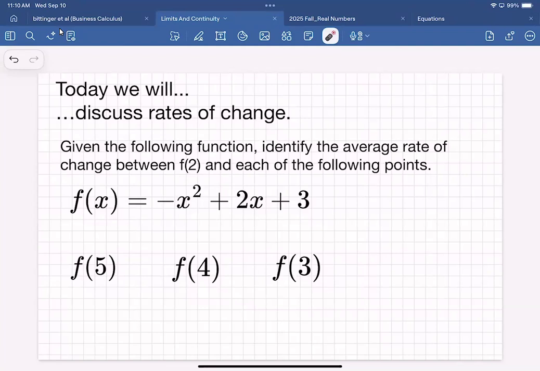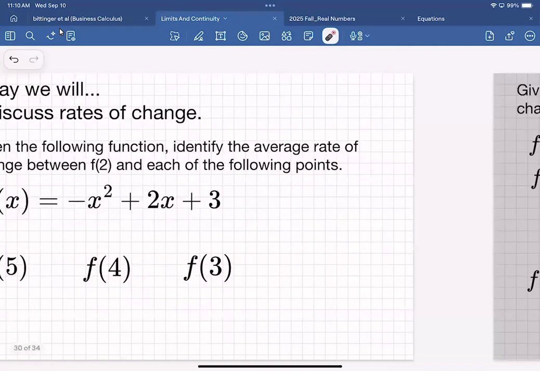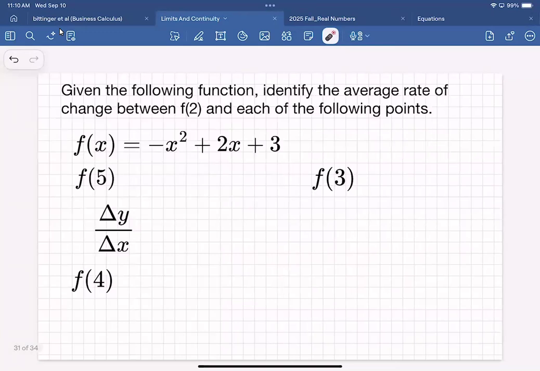With that said, today we're moving on in our continued discussion of rates of change. I have a problem here that continues from where we were on Monday. We have a function, and let's find the rate of change between f of 2 and these three other given points. That's our focus here. One thing I hope you see is I chose points going from 5 to 4 to 3. What would be next? 2, right? So we're building towards that.